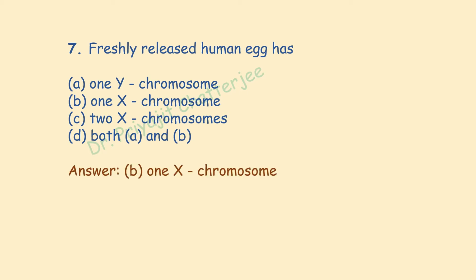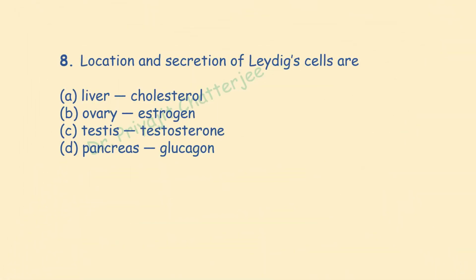Next question: mention the location and secretion of Leydig cells in each testis. The regions outside the seminiferous tubules we know are called the interstitial space, which contains small blood vessels and interstitial cells or Leydig cells. Leydig cells synthesize and secrete testicular hormones such as androgen. So the correct answer will be testis and testosterone. Now we'll go for the next question.